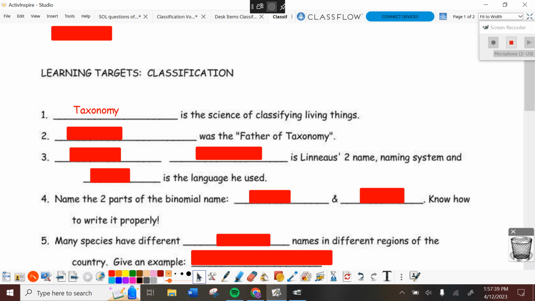All right, number 2. Who is the father of taxonomy? Linnaeus. Carl von Linné changed his name to Carolus Linnaeus. He was such a geek about classifying things in, well, a particular language.